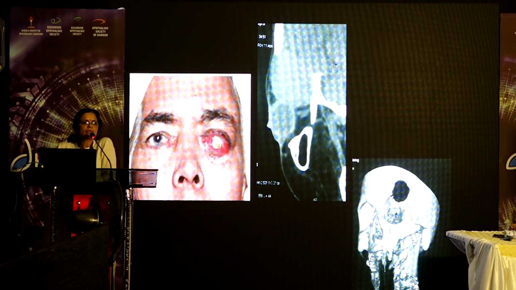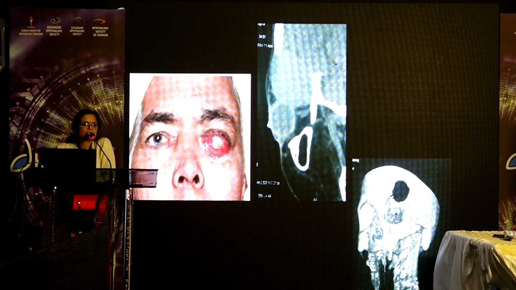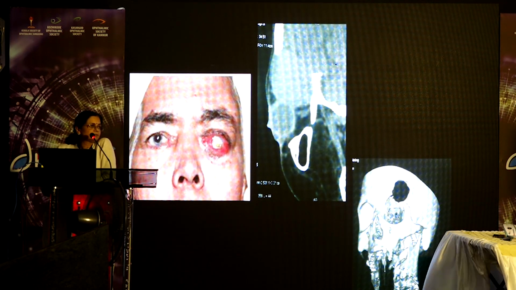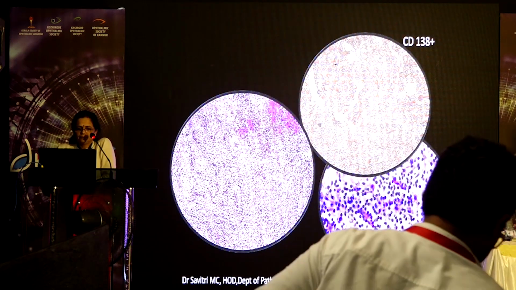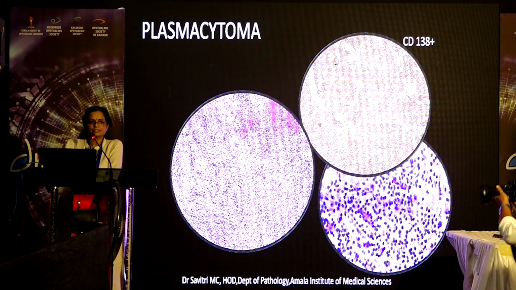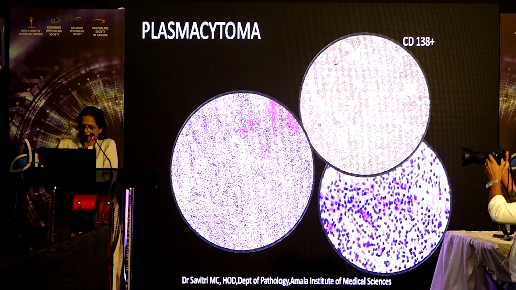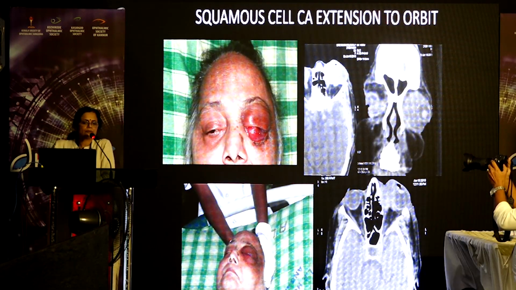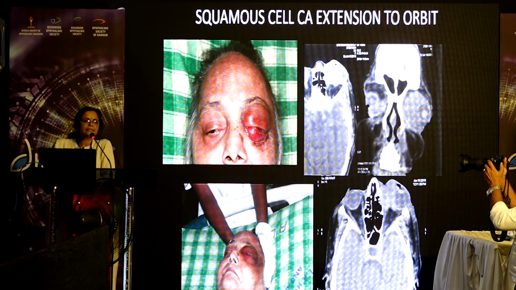This was a punched out lesion in the bone with a soft tissue component in an old lady. What is it, punched out lesion? It was CD138 positive. It was a plasmacytoma, which is a localized form of multiple myeloma. Again, a squamous cell carcinoma which has extended to the orbit. The treatment is exenteration.